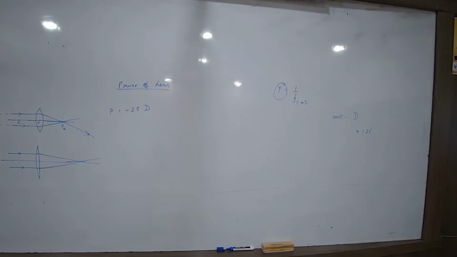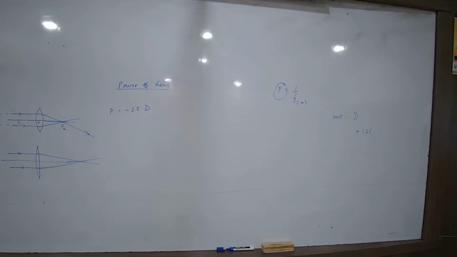Okay, power of a lens is defined as the reciprocal of its focal length. What is the meaning of the word reciprocal? It is 1 upon. It is reciprocal of focal length. It is represented by P, and P is equal to 1 upon F. All of you must remember, F always has to be in meters. Make a note of it. Write it in your textbook also. F has to be in meters.